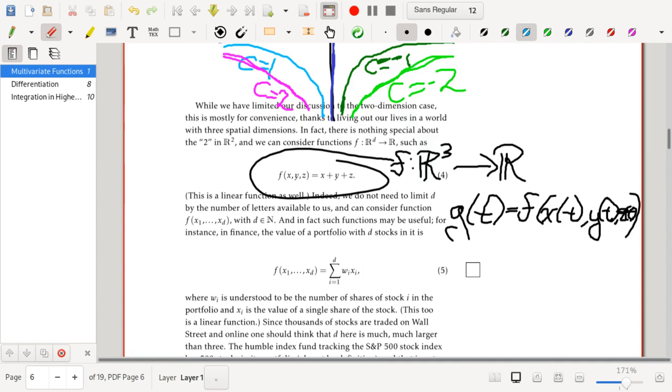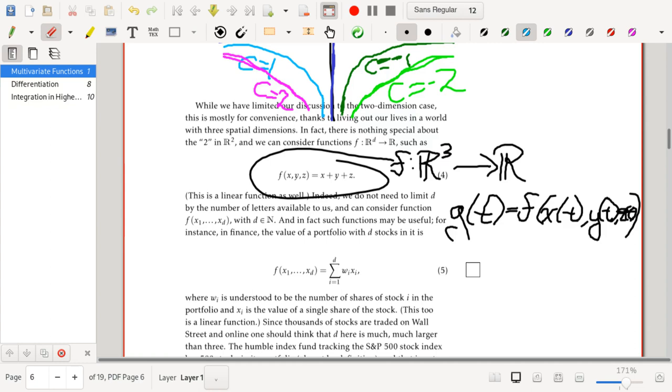This is a perfectly valid function, and especially if we're talking about stocks, there are thousands of stocks on Wall Street. If we're talking about, say, an index fund in the S&P 500, then we're going to have at least 500 stocks, and this isn't even all that large when talking about Wall Street hedge funds. So d in this case could be much larger than 3. It could be 1,000. It could be 5,000.